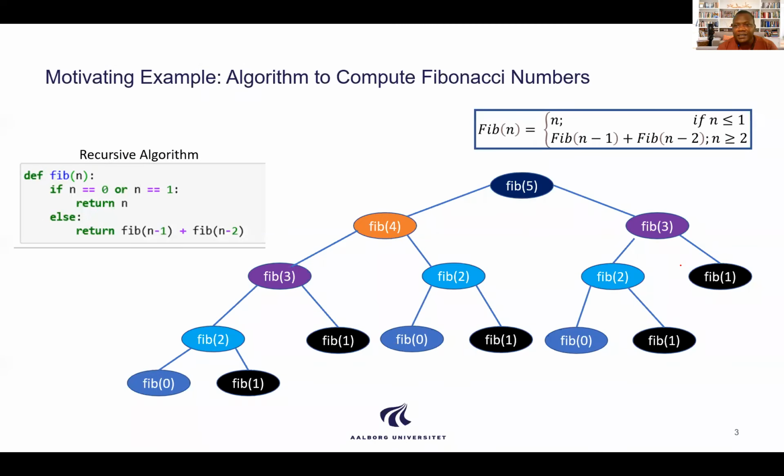So let's see an example of a problem that will help us motivate dynamic programming. Consider the example of wanting to compute the so-called Fibonacci numbers. These numbers are defined as we can see here. If n equals 0 or 1, then fib of n is equal to n itself. But if n is greater than or equal to 2, we have this recurrence expression where fib of n is fib of n minus 1 plus fib of n minus 2.